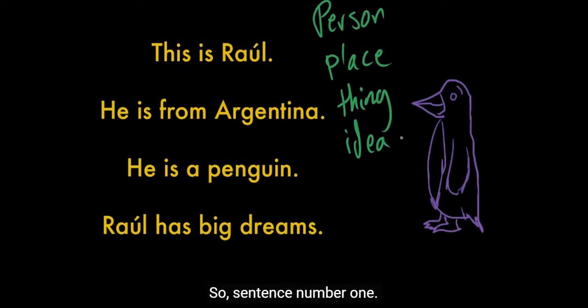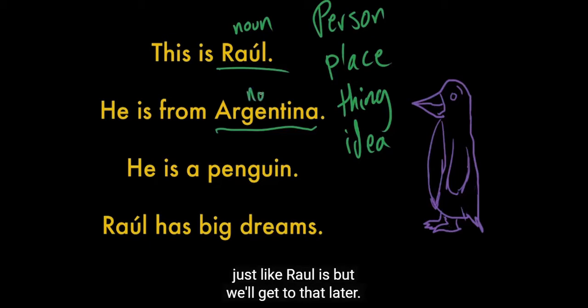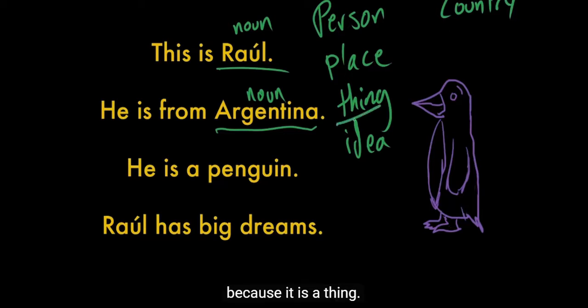So, sentence number 1. This is Raul. What is Raul? Well, Raul is a person or a living thing. So we're just going to say person, so noun. Next sentence. He is from Argentina. Now, Argentina happens to be a place, so therefore it is also a noun. It's a kind of noun called a proper noun, just like Raul is, but we'll get to that later. So Argentina is a noun. Argentina, incidentally, is a country, and the word country is also a noun, because it is a thing.